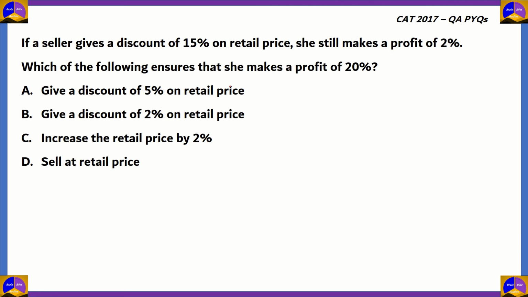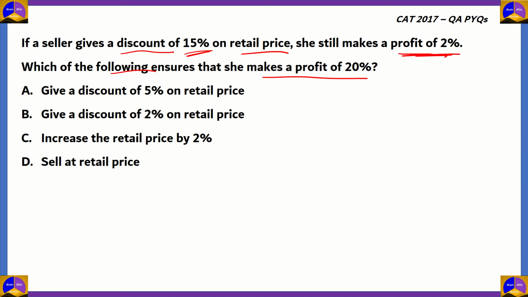Now, let's look at another question. Sometimes questions in QA don't have options, but other times they do. If a seller gives a discount of 15% on retail price, she still makes a profit of 2%. We need to find out which of the following ensures that she makes a profit of 20%. So how do we solve this question? Well, we'll have to assume certain things.